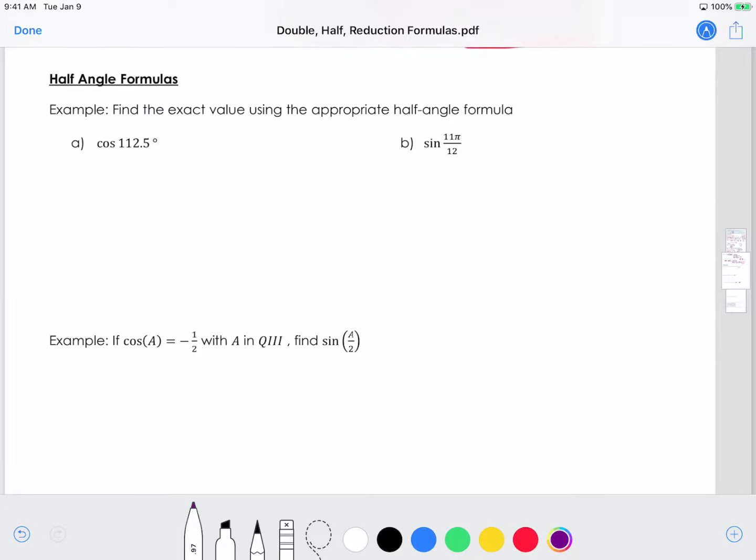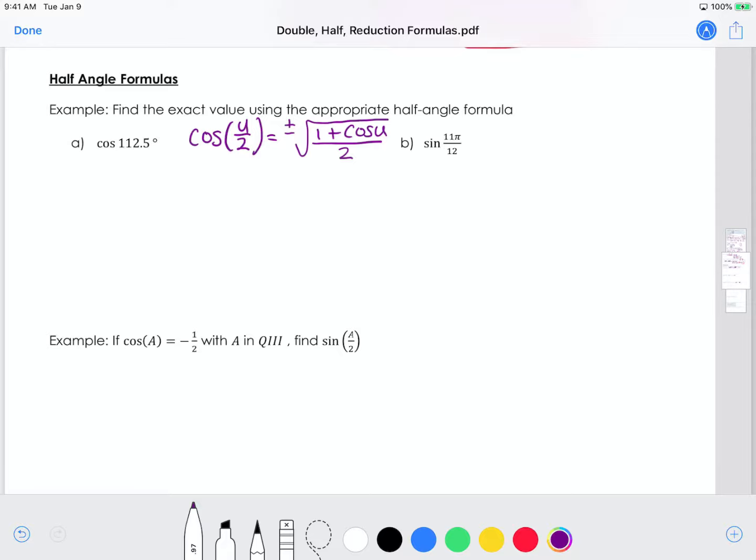Okay, now we're going to use half angle formulas. For example A, we need to use the half angle formula for cosine. The half angle formula for cosine is cosine of u over 2. So you have an angle u and it's cut in half, which is why it's called the half angle formula. That's going to be plus or minus the square root of 1 plus cosine of angle u all over 2. Now that 2 is under the square root, so make sure you keep it under there.